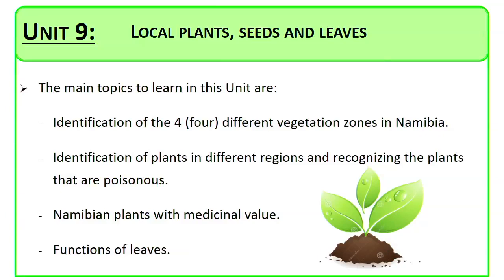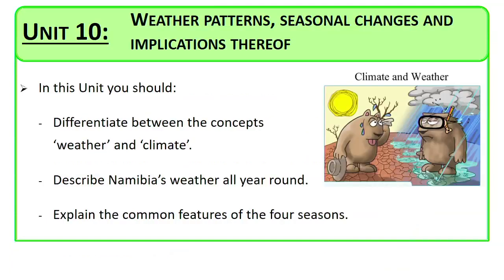Unit 9. Local plants, seeds and leaves. The main topics to learn in this unit are the identification of the 4 different vegetation zones in Namibia, identification of plants in different regions, and recognizing the plants that are poisonous, Namibian plants with medicinal value, functions of leaves.